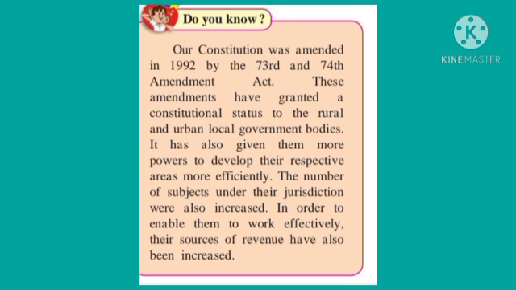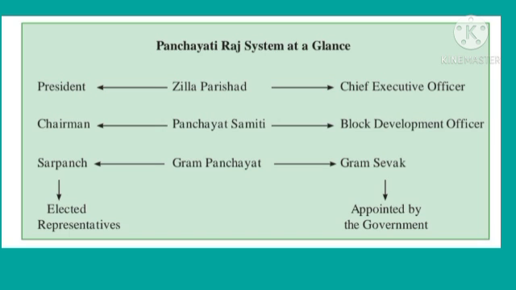Do you know our constitution was amended in 1992 by the 73rd and 74th Amendment Act. These amendments have guaranteed a constitutional status to the rural and urban local government bodies. It has also given them more power to develop their respective areas more efficiently. The number of subjects under their jurisdiction was also increased. In order to enable them to work efficiently, their sources of revenue have also been increased. Now you can see the next chart of the Panchayati Raj system at a glance. Panchayati Raj is the collective name for the rural local government. Now how they divide their work is shown, and you can understand from this picture.